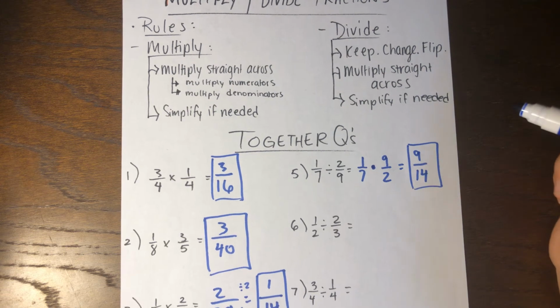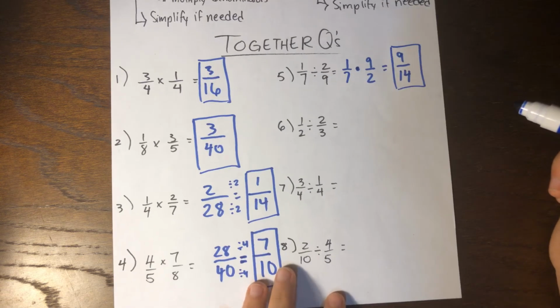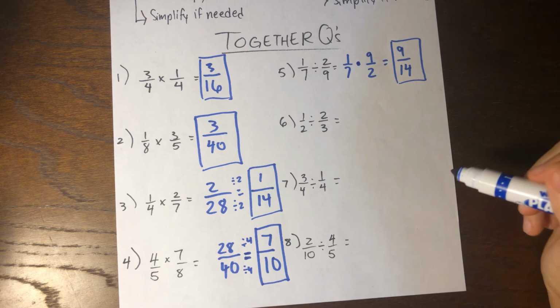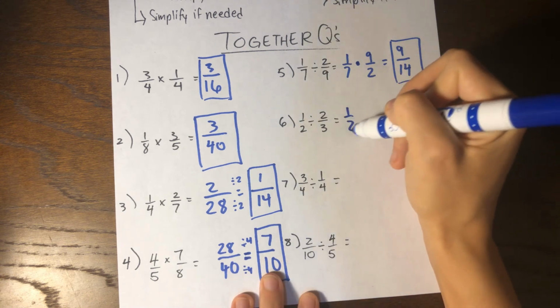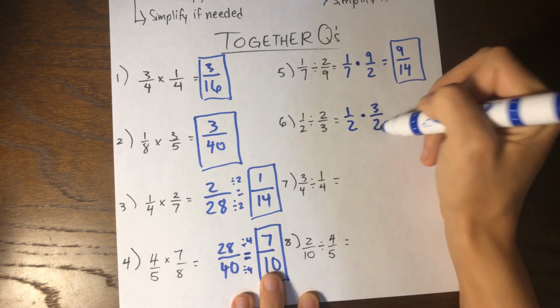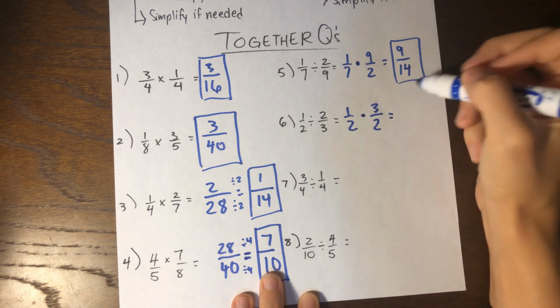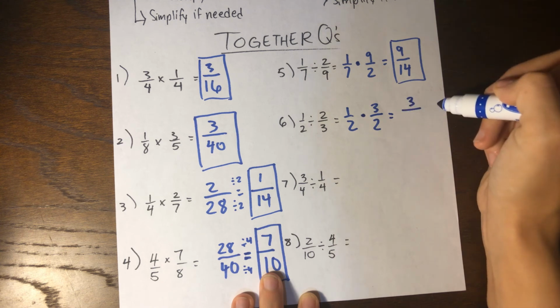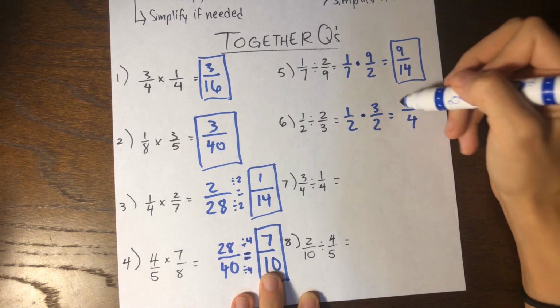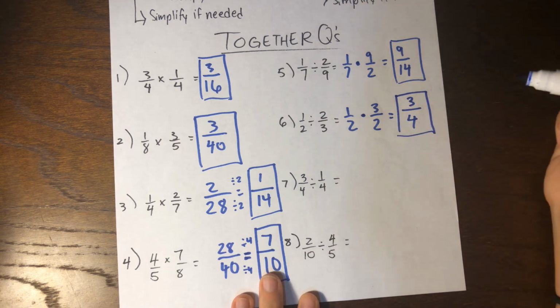Okay? Let's move on to the next one. So we're going to use keep, change, flip, multiply straight across, simplify if needed. So keep the 1/2, change the sign, flip 2/3 to 3/2. Okay, multiply straight across, 1 times 3 is 3, 2 times 2 is 4. That can't be simplified, so this is our answer.